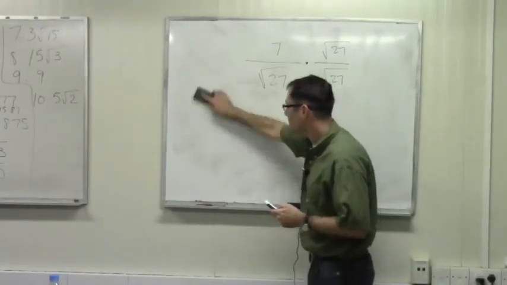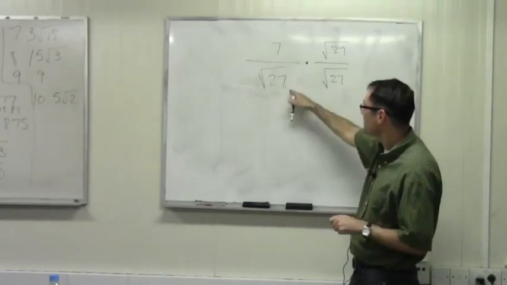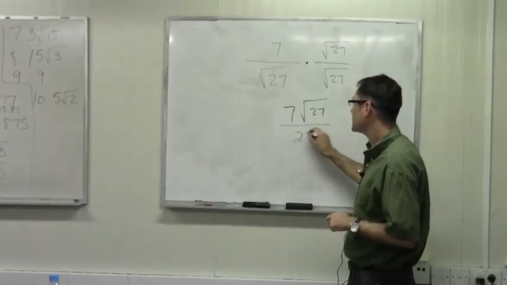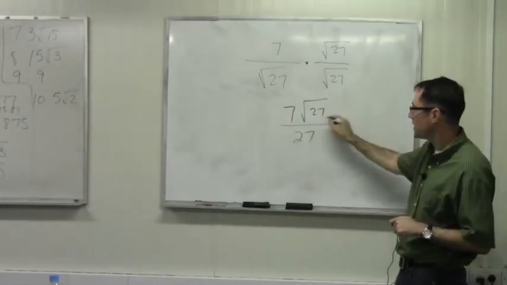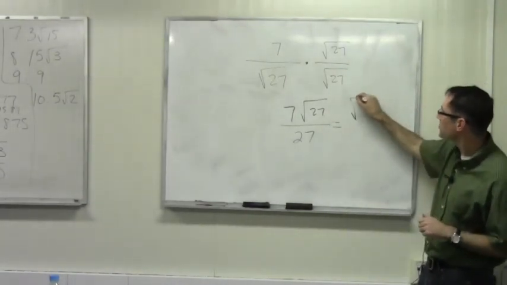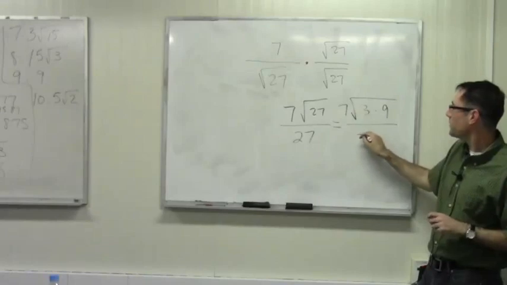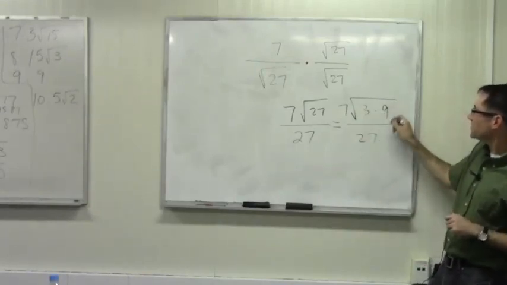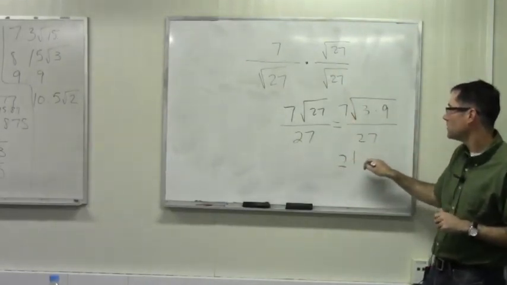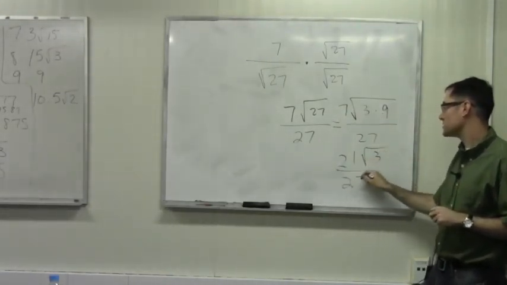If we happen to multiply the top and the bottom by a number that equals 1, we can do that. Then this becomes 27 on the bottom. This becomes 7 times the square root of 27 divided by 27. Can we reduce that some more? What goes into 27? 3 and 9. Square root of 7 times the square root of 3 times 9 divided by 27. So then we're going to move this outside. 3 times 7 is 21 times the square root of 3 divided by 27.